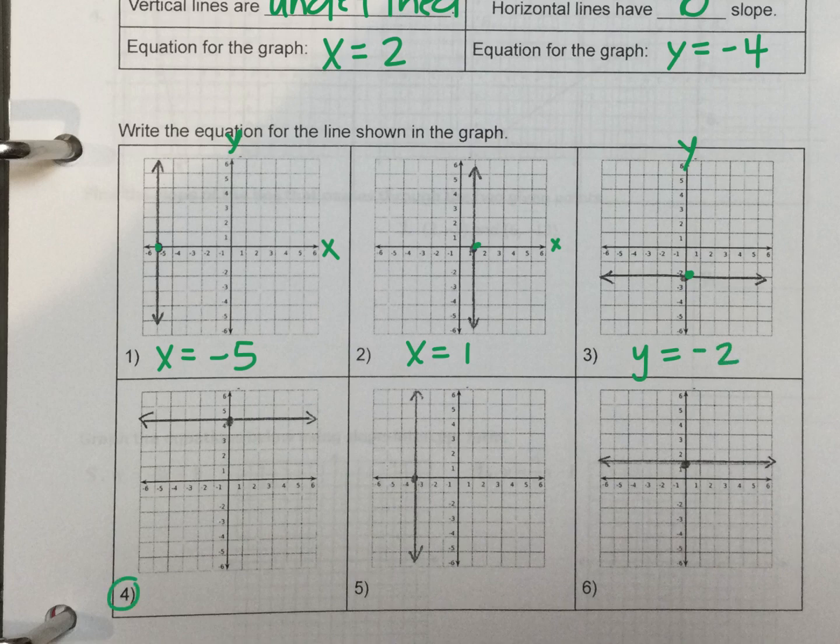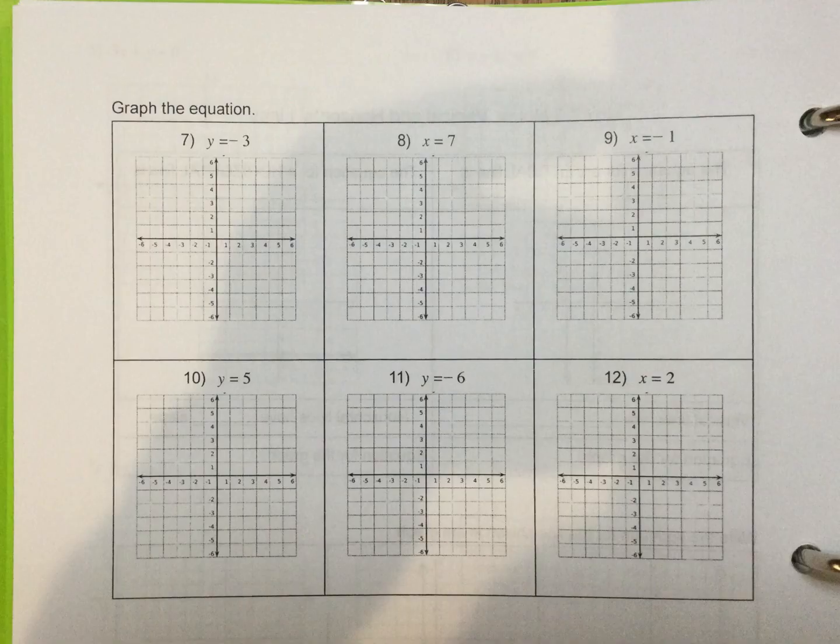I need you to do 4, 5, and 6 on your own. When you're done, flip over to the next page, page 19. So this is page 19. My equation is y equals -3. That tells me the dot is going to be on the y line, which is up and down. So -3, I'm going to put a dot right there. And when you put a dot on the up and down line, you draw your graph side to side.